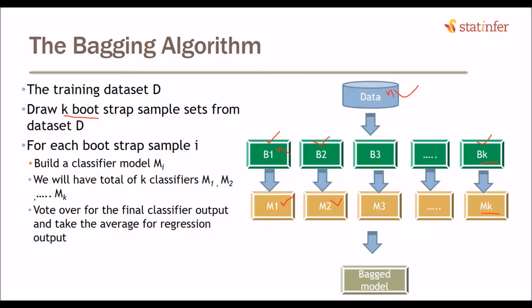We have k models. Then we either vote or take an average, or whatever is the best way of aggregating. For now we will take a vote to find the final prediction. So vote for the final classifier output, or if it is regression then we can take the average. That will be the final bagged model. So we take k bootstrap sample sets, we build k models on them, and all these models are combined together. The consolidated model is the bagged model.